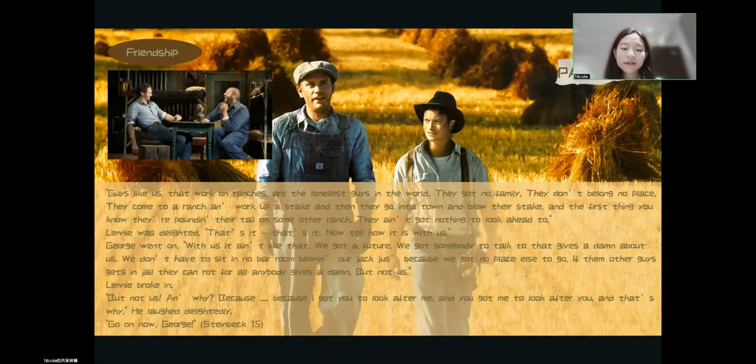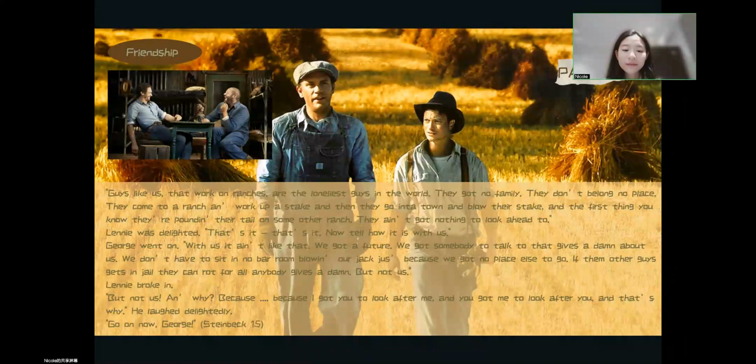They come to arrange and work up a stake and then they go into town and blow their stake. And the first thing you know, they're pounding their tail on some other ranch. They ain't got nothing to look ahead to. Lennie was delighted. "That is it. Now tell how it is with us."